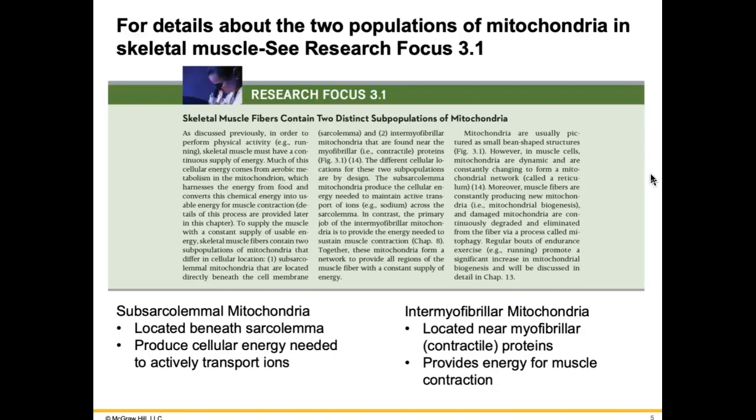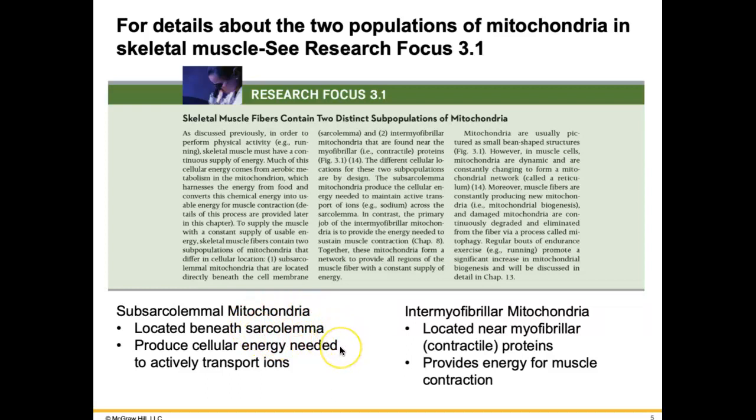Now, one of the research pieces discussed in this chapter are the different types of mitochondria. You may have just learned about the mitochondria in general, but within our muscle cell, there are two different types. We have the subsarcolemmal mitochondria. What did sarcolemma mean again? If you said it's in reference to the plasma membrane of the muscle cell, you are correct. And so these mitochondria are located right below the sarcolemma, the cell membrane of the muscle cell.